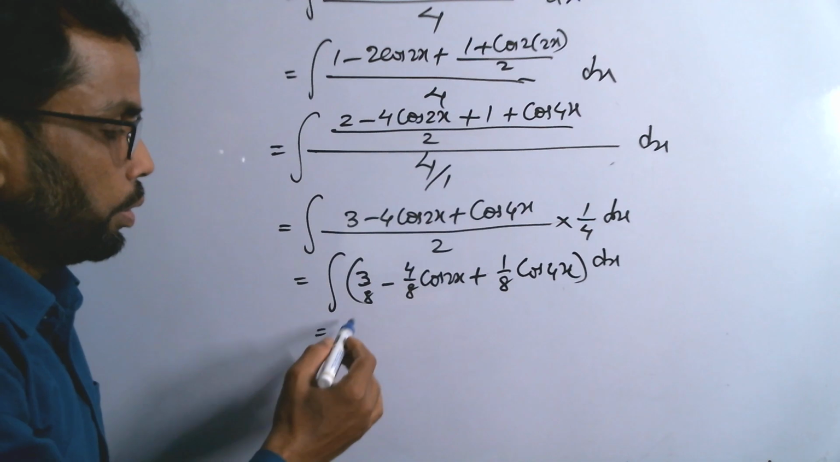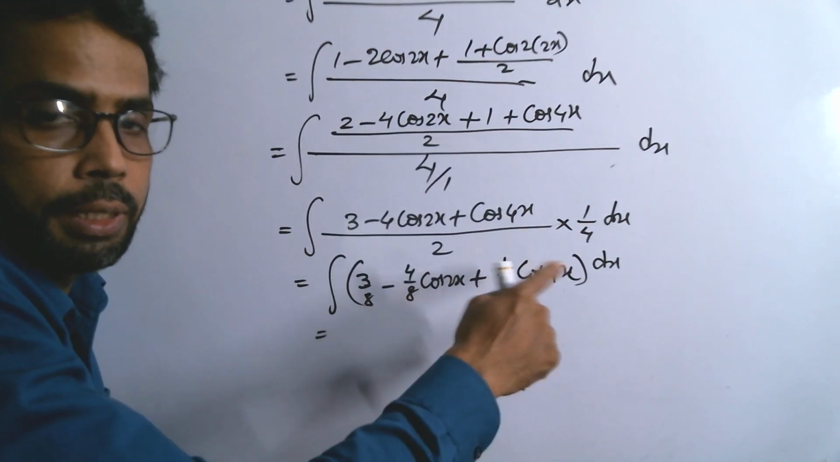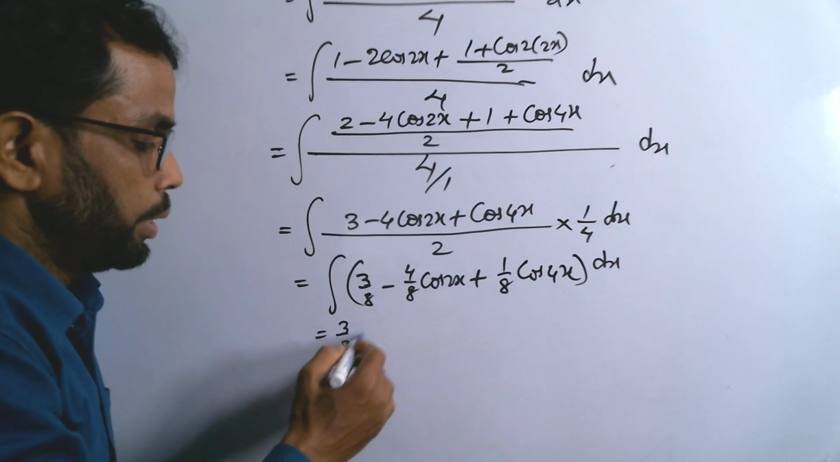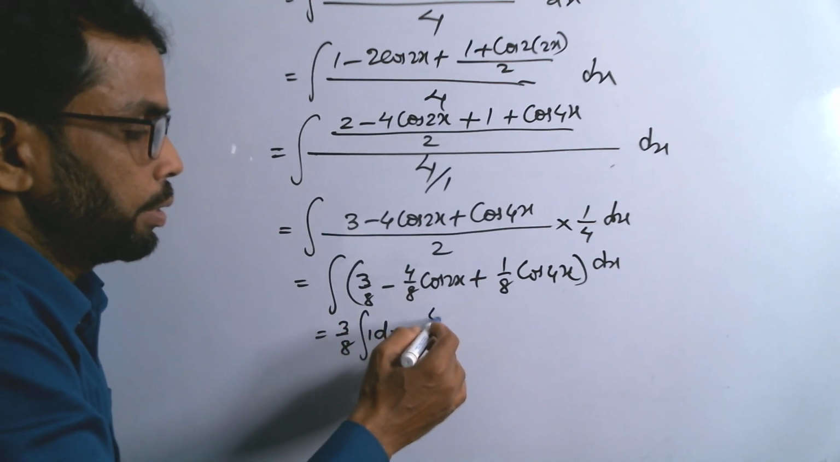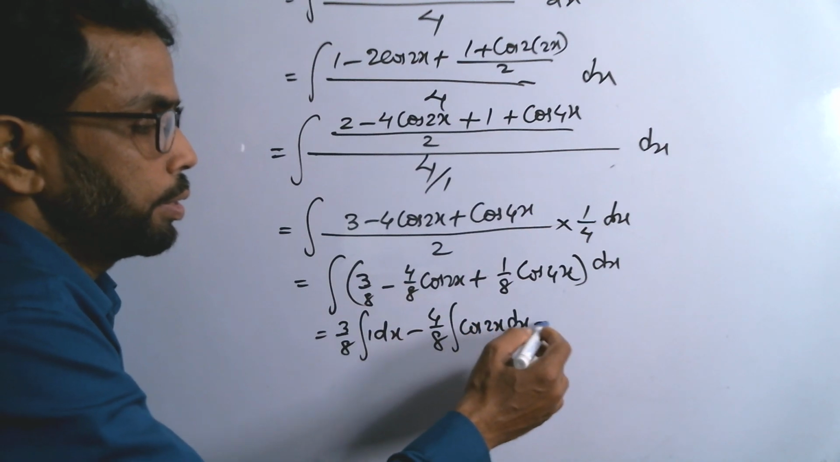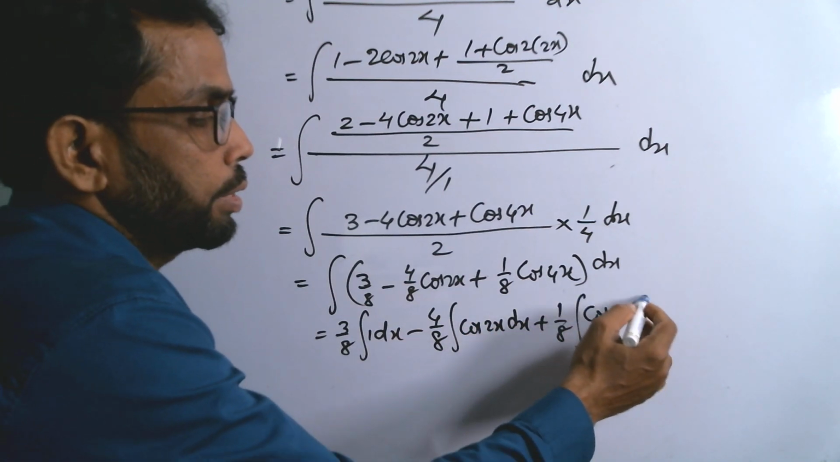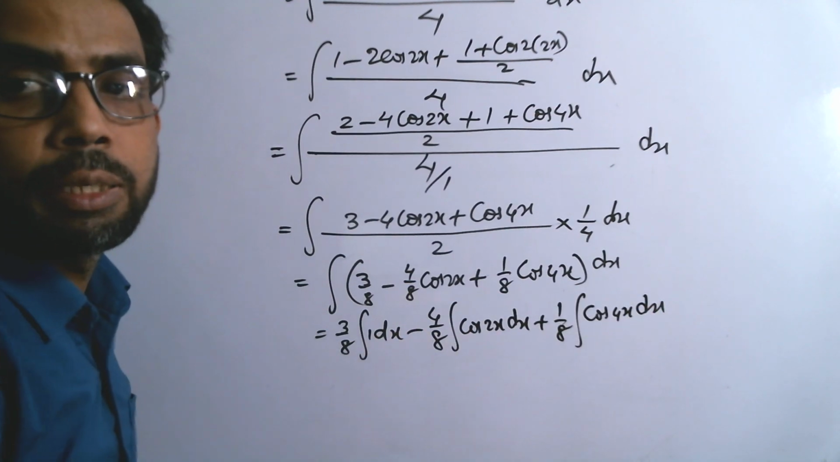Now the numbers we can keep outside of integration, and all the terms we are separating into integrals. 3 by 8 out, it will remain 1 dx. 4 by 8 taken out, cos 2x dx integration. 1 by 8 taken out, cos 4x dx. And now all the terms are under basic integration.